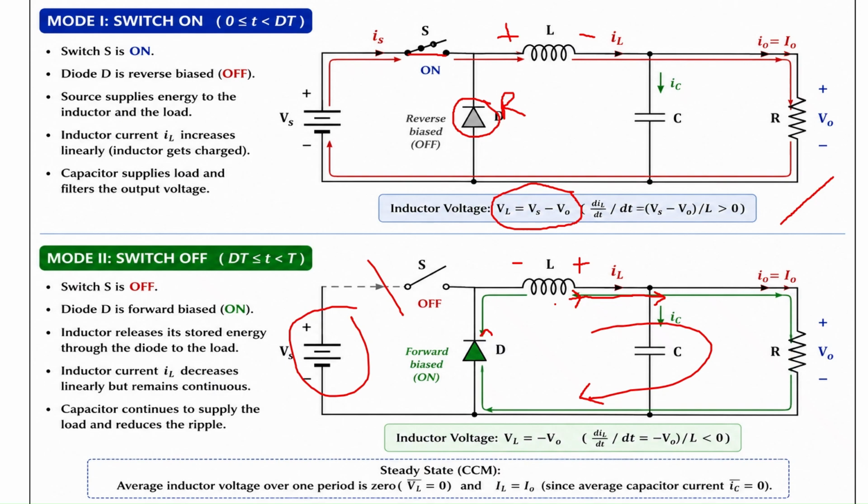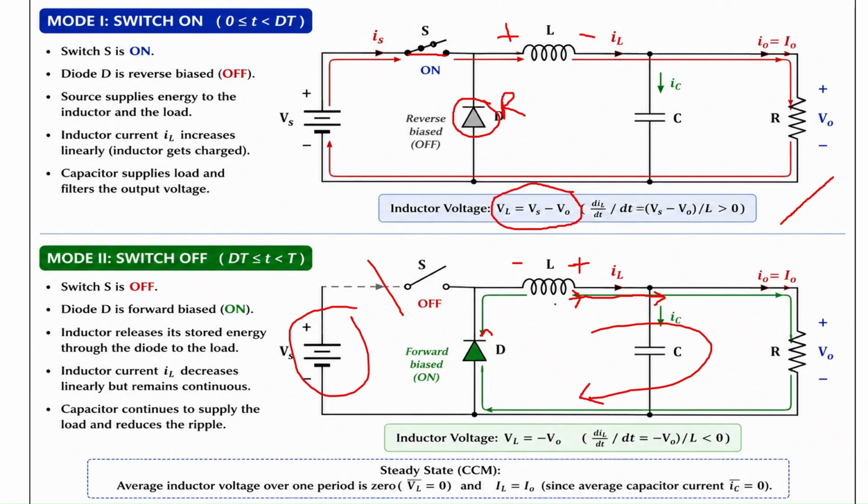So during the turn off time, when the switch is in the off condition, the source will be disconnected from the inductor, and the inductor starts releasing energy through the load, and the diode will be forward biased. This is the circuit through which the inductor will release the energy. So now what will happen? Inductor is now connected to the load directly, so the inductor voltage will be minus V naught. You can observe that the inductor voltage will reverse its polarity.